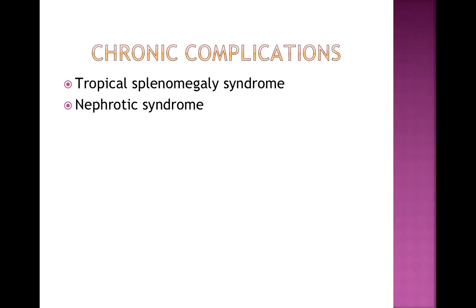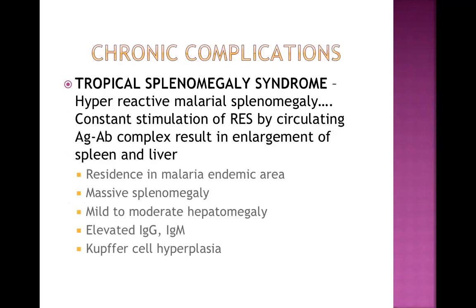Now, there are some chronic complications of malaria, which are tropical splenomegaly syndrome as well as nephrotic syndrome. Nephrotic syndrome you have discussed so many times before, so no new knowledge there. Tropical splenomegaly syndrome, what is this? Now let's talk a little bit about it. Tropical splenomegaly syndrome means there is a massive splenomegaly in the patient, and this massive splenomegaly, when we examine it, crosses the umbilicus level.